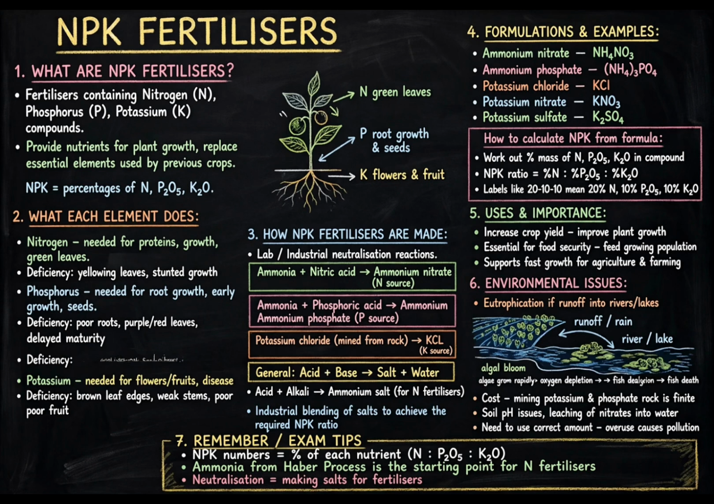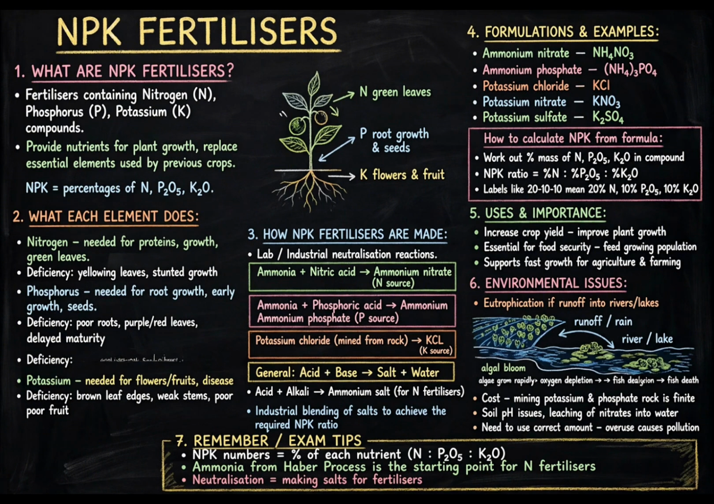How to calculate NPK from formula. Work out percent mass of N, P2O5, K2O in compound. NPK ratio equals percent N colon percent P2O5 colon percent K2O. Industrial blending of salts to achieve required NPK ratio for specific crops.